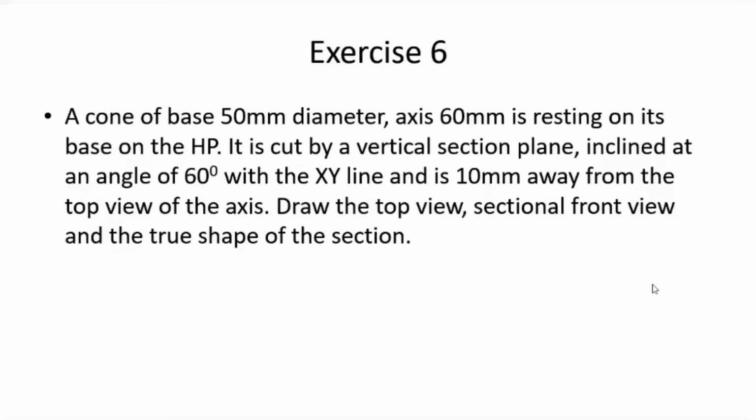So this is the case of a cone. The base diameter is 50 millimeter and the length of the axis is 60 millimeter. And the condition is that it is resting on HP, with its base on HP. Now, the section plane is a vertical section plane which is inclined at an angle 60 degree with the XY line and is 10 millimeter away from the top view of the axis.